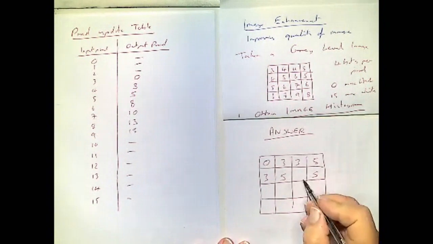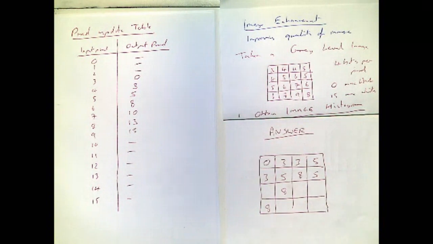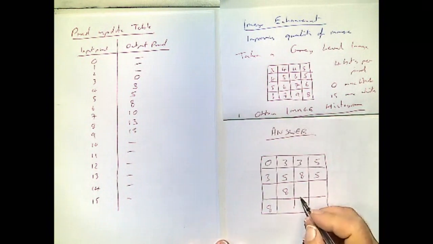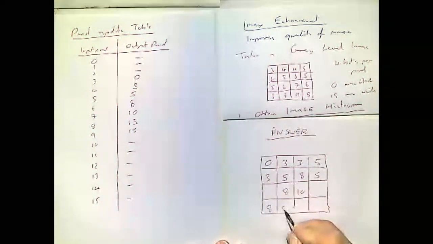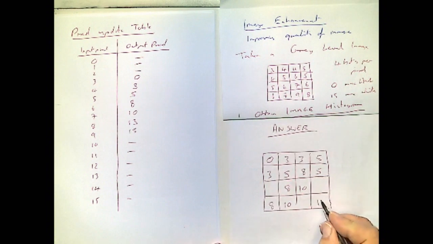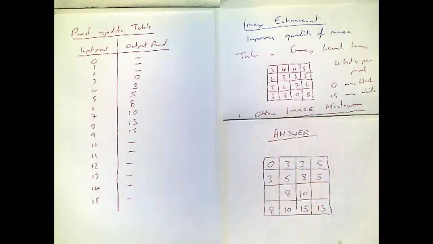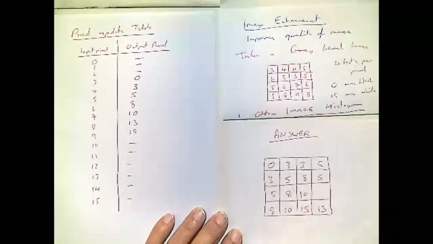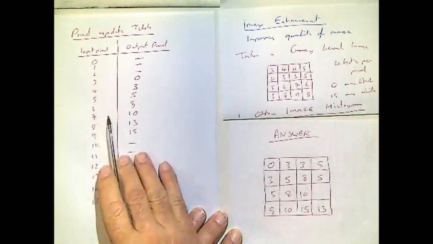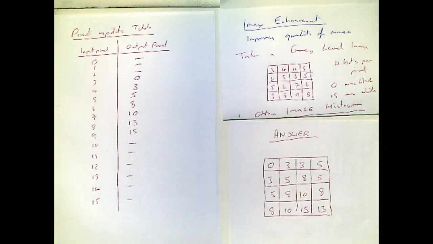The 6s become 8s. The 7s become 10s. The 8s become 13. And the 9s become 15. And I've got some gaps I've missed out. I missed out a 5 there, and the 5 doesn't change. And the 6 there I've missed out, and the 6 becomes an 8. And that is the enhanced image.